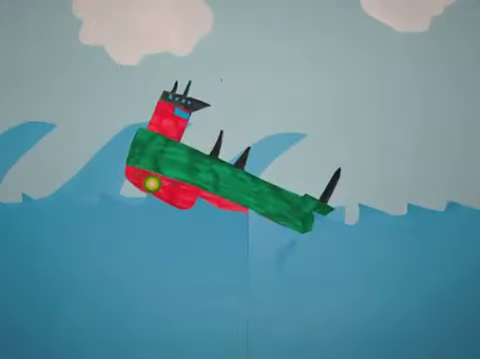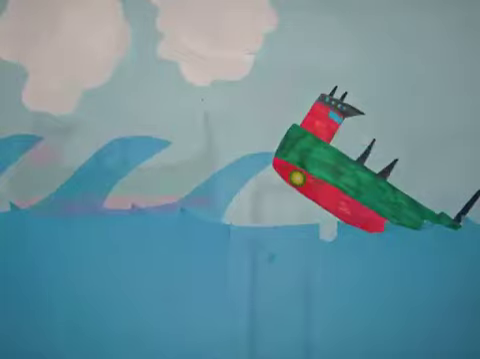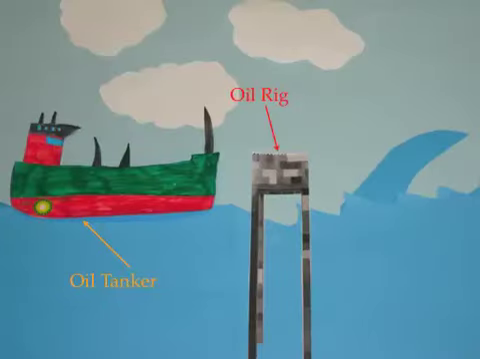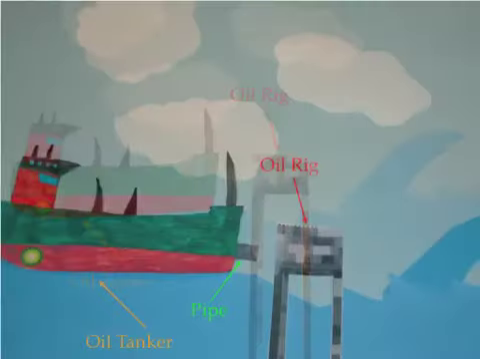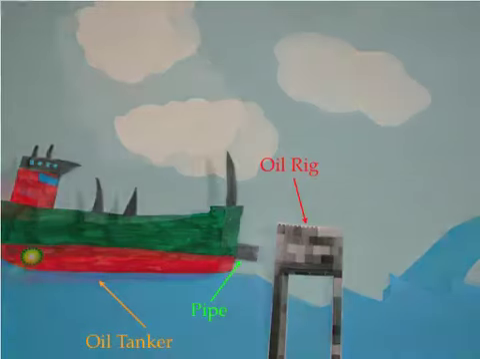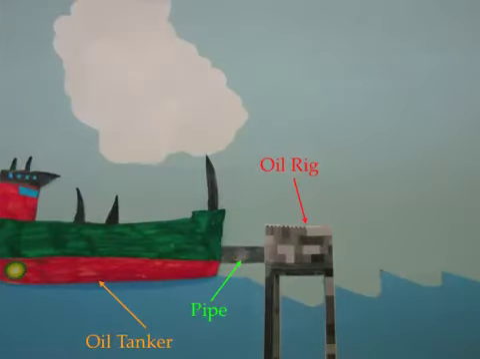One of the main ways of transporting oil is by tanker. The tanker pulls up next to the oil platform and extends a pipe. The oil is then sucked up through the pipe and into the tanker.